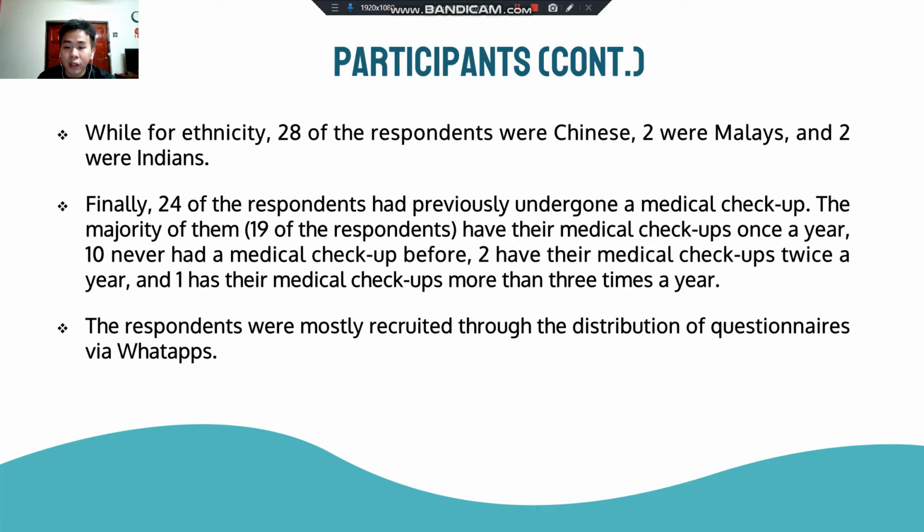The majority of them, which is 19 of the respondents, have their medical checkup once a year. 10 of them never had a medical checkup before, 2 of them have their medical checkup twice a year, and 1 of them has their medical checkup more than 3 times a year. The respondents were mostly recruited through the distribution of the questionnaire via the WhatsApp application.